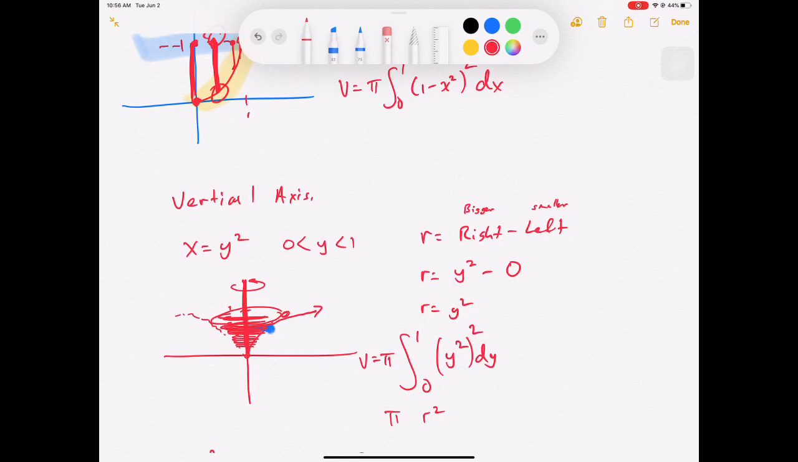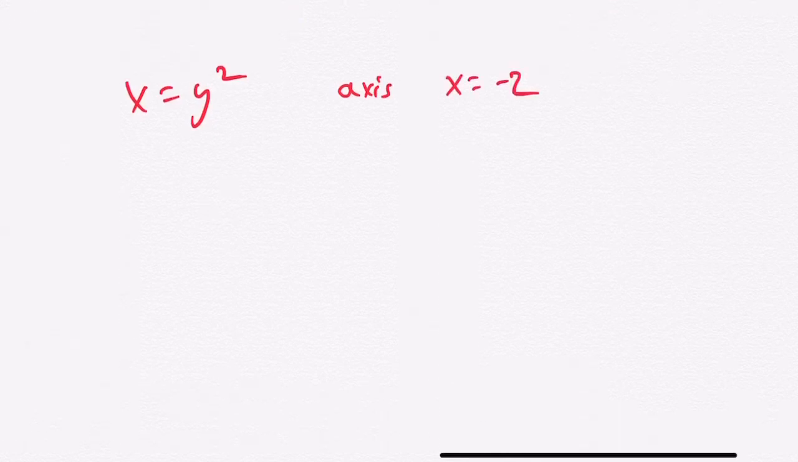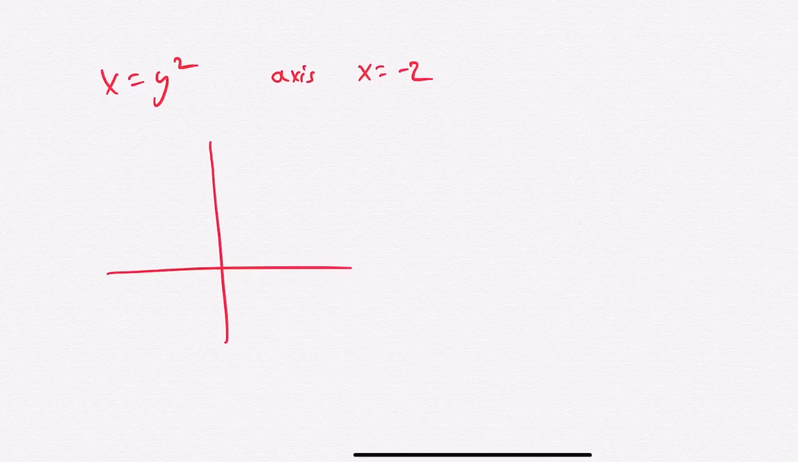Now for our next example, we're going to spin around a different axis. X is equal to y squared again, same function, except I'm going to spin around the axis x is equal to -2 here. So we're going to spin this graph around -2, and we have our function y squared. Notice that the radius is actually now longer. Before it would stop at 0, now it's going to be even longer. So that makes the shape even longer.